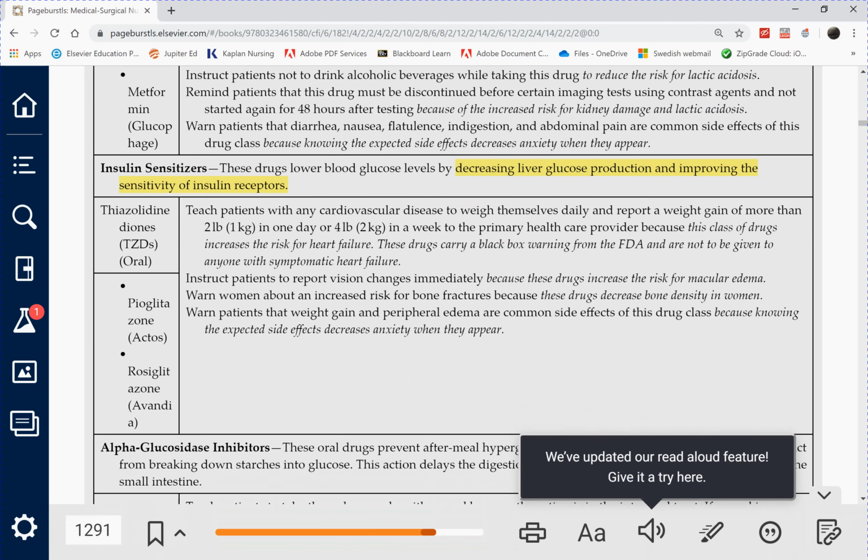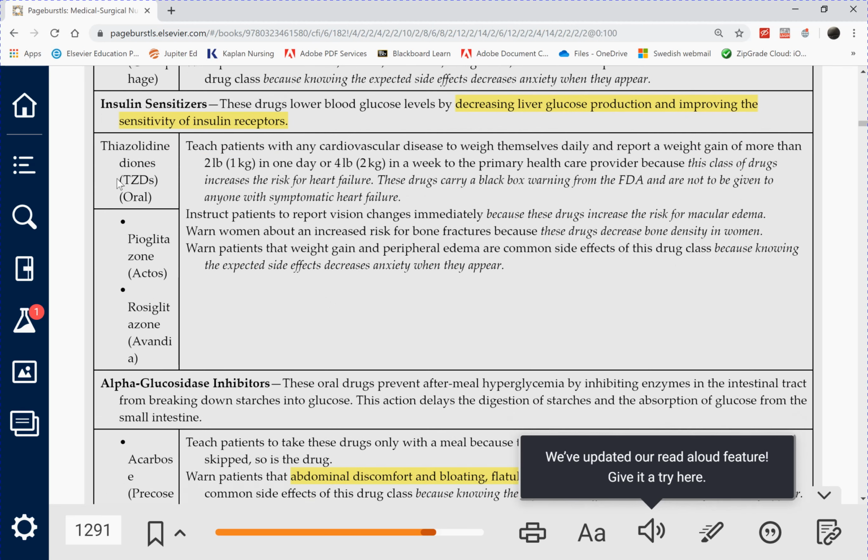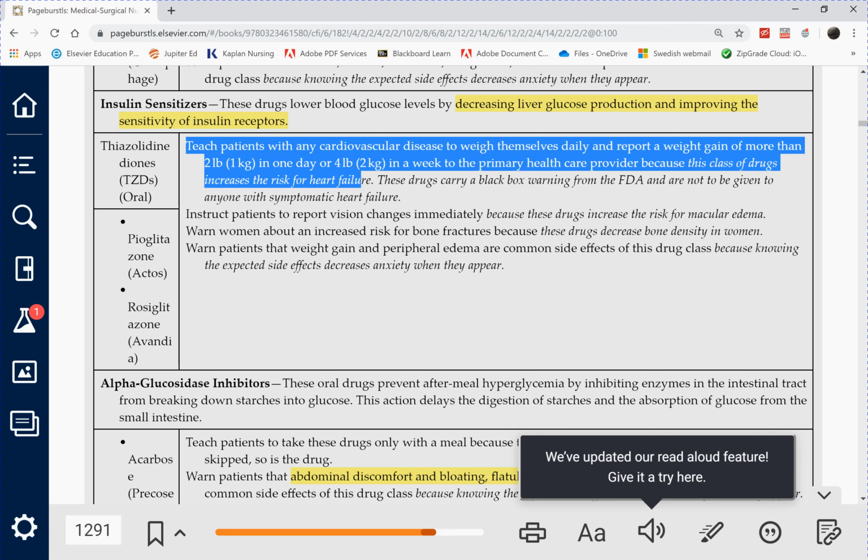Here are insulin sensitizers. By the name itself, they decrease liver production of glucose, plus also make the cells more receptive or sensitive to insulin. The drugs here are thiazolidinediones: pioglitazone, rosiglitazone. If you remember these two drugs, they were mentioned in chapter 35 under heart failure. These two drugs, along with NSAIDs, were in a drug alert, telling you that these are contraindicated in patients with heart failure. Correct? If you remember, I'm sure you do. So that's the reason here.